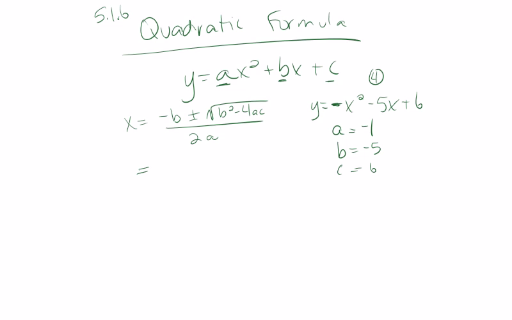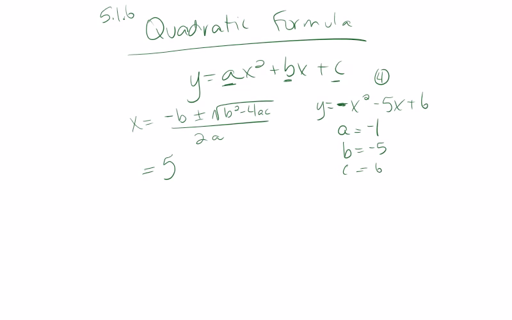Now we're going to come over to the formula and plug these numbers in. Remember I said opposite b is the first one. Well, b is negative 5. So what's opposite negative 5? Or what's negative negative 5? It's positive 5. So it's not negative. That's why I said opposite b. It's not negative b, it's opposite b. So whatever b is, you want the opposite of it. Plus or minus the square root of b squared, so that's 25, minus 4ac, so 4 times negative 1 times 6, all over 2a.